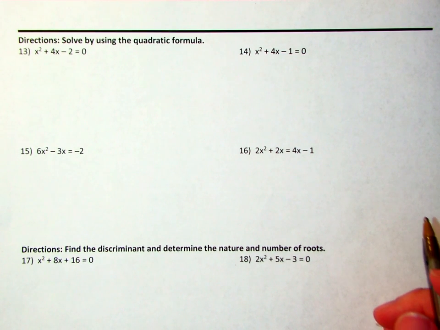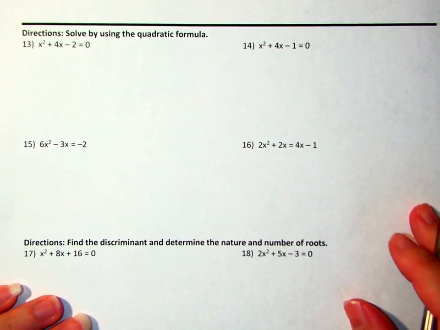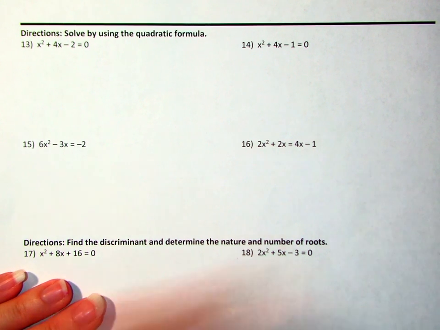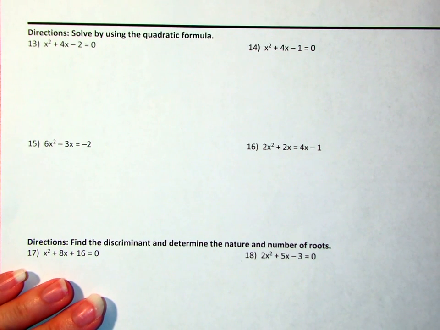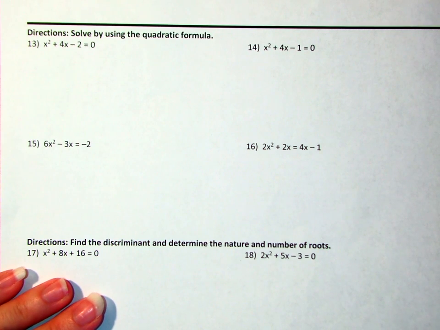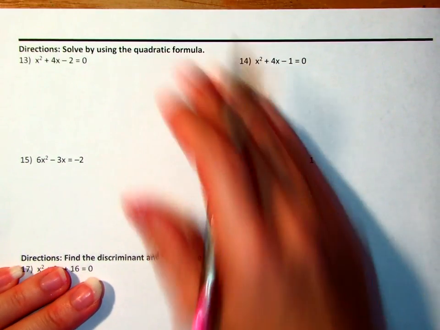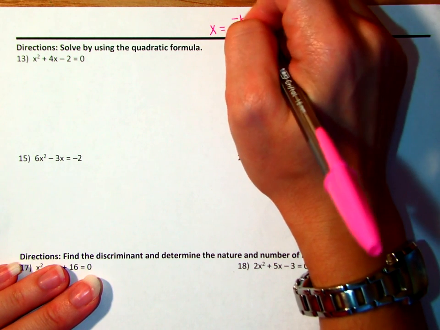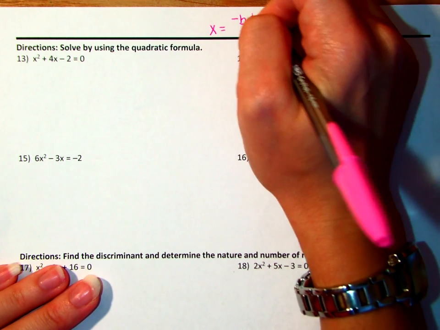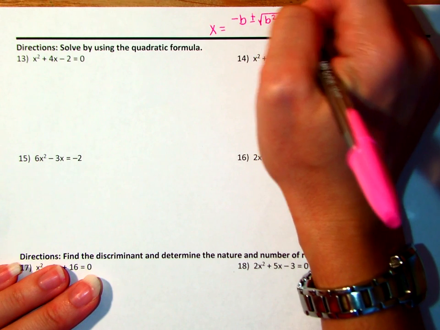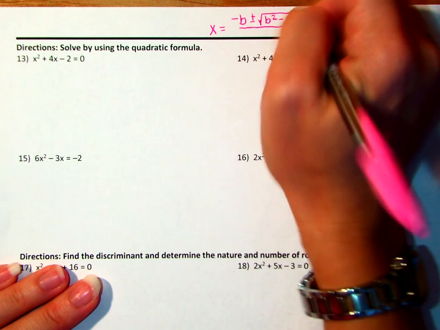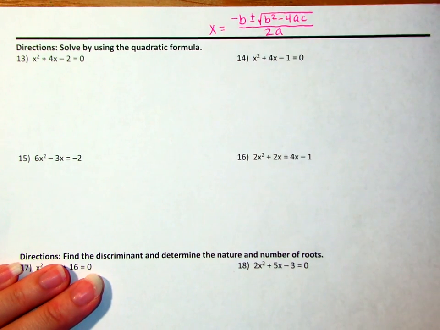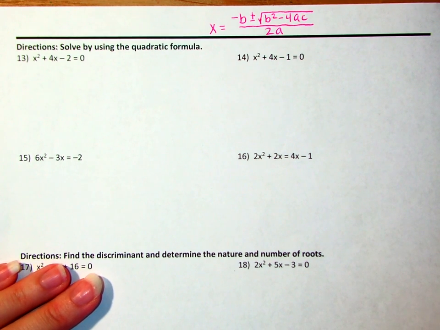This is numbers 13 through 16 on the Unit 1B Quiz Study Guide. Alright, so 13 through 16 we're using the quadratic formula. Just as a reminder, x is going to equal negative b plus or minus the square root of b squared minus 4ac, all divided by 2a. Make sure you memorize that for the quiz. Sing that little song, look it up on YouTube if you need to.